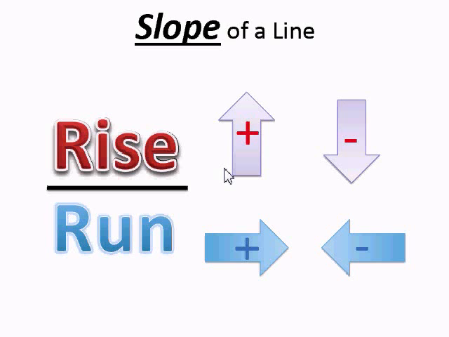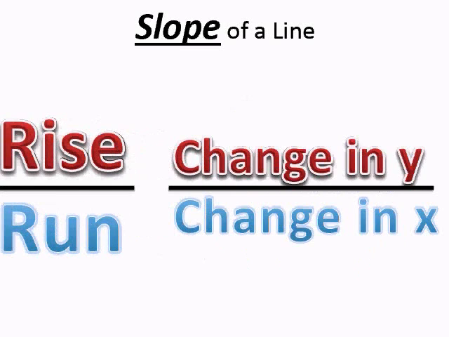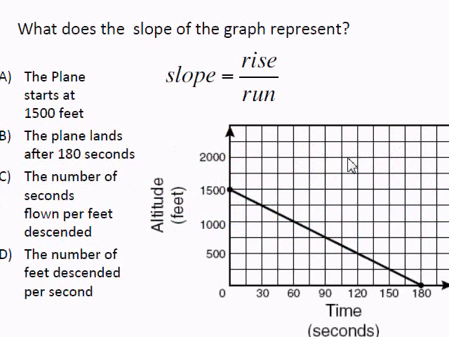As a quick reminder, slope of a line is represented by the rise of that line over the run of the line. Rise is how far you're going up from point to point or down from point to point. Run is how far to the right or to the left you are going. Rise could also be represented as the change in y, and the run could be represented as the change in x. Now let's take a look at our first problem.